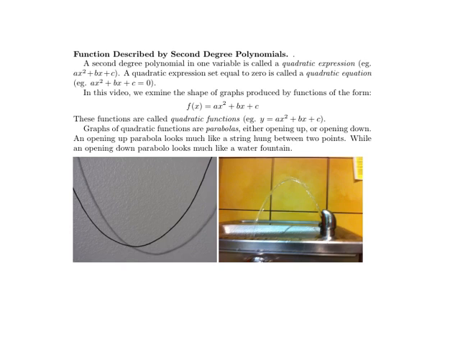Now here are some mental images that are very helpful. Quadratic functions always graph to be parabolas. Parabolas look very much like a string hung between 2 points. That's an opening up parabola. Or they look like a water fountain. That's an opening down parabola. So those mental images are helpful.